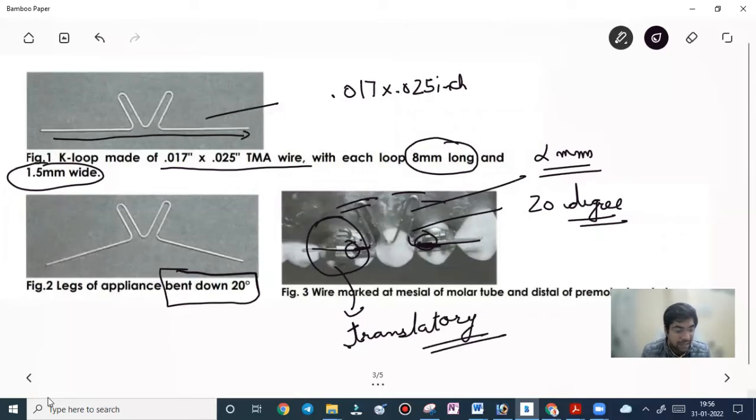If extrusive or intrusive forces are not desired, then it is important to keep the K center between the first molar and the premolar.